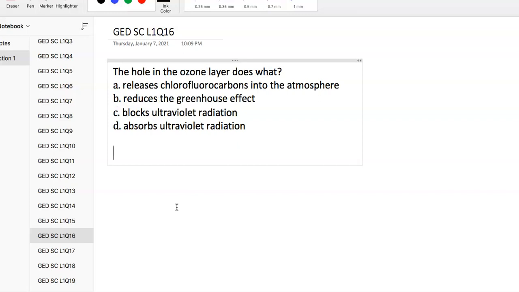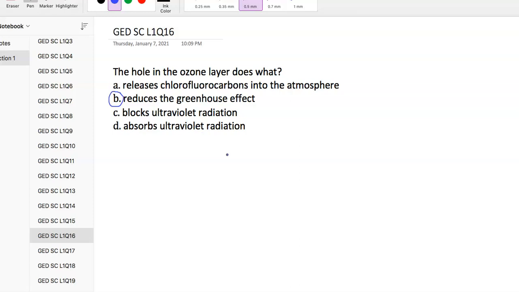Another ozone layer question. So again, some concepts are not just repeating for no reason. We have another ozone layer question, right? So that should highlight in our mind, we really got to be familiar with some of the basics about the ozone layer. Okay, so the hole in the ozone layer does what? And the answer we were looking for is B, reduces the greenhouse effect. So what does that mean?